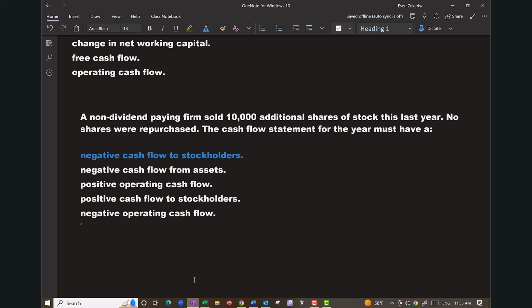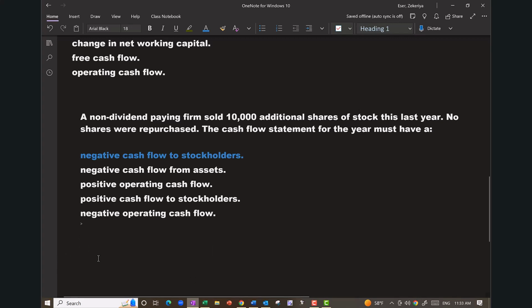And I would still give you 5 points for that, even though it's somewhat cryptic. Remember, cash flow to stockholder is how much money did you give to the shareholders? If that number is negative, you got money from them. Okay? So negative cash flow to stockholder is positive cash flow from stockholders. And in this case, we didn't pay them in dividends, but we actually got their money because I sold them 10,000 shares. That means I got money from them on net. So that's negative cash flow to stockholders.